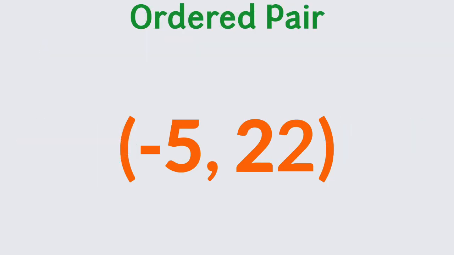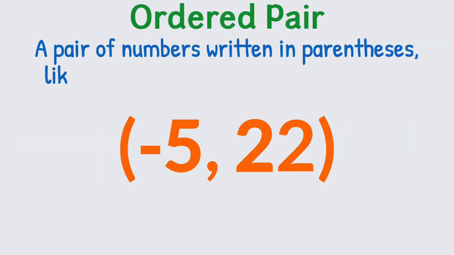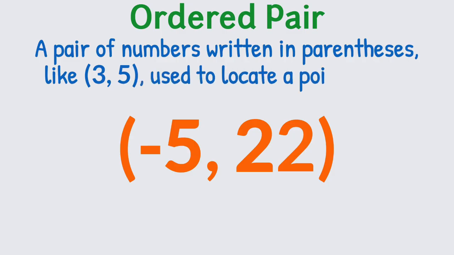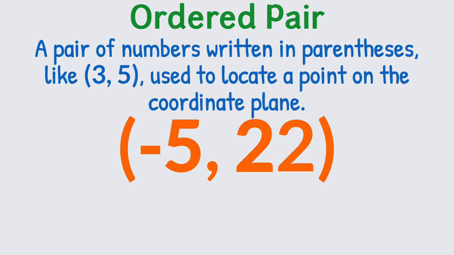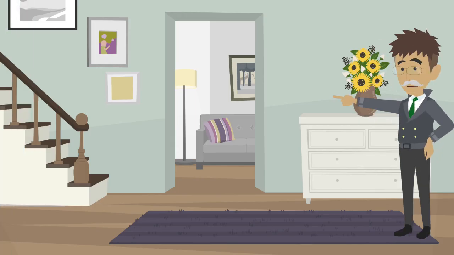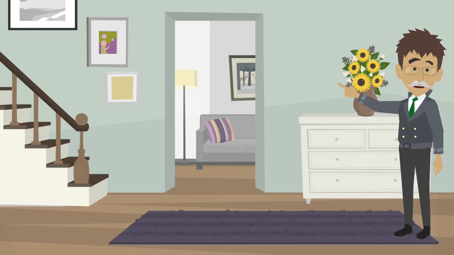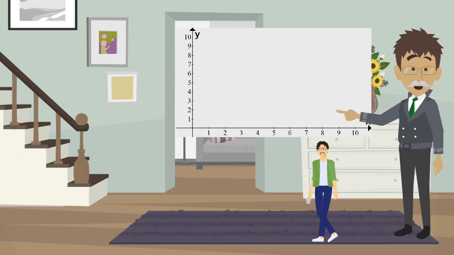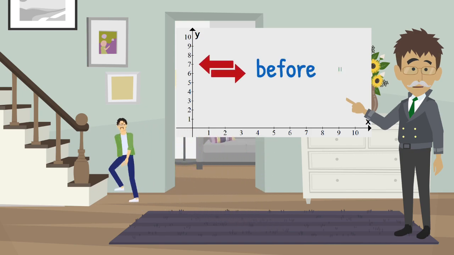Ordered pair. A pair of numbers written in parentheses, like (3, 5), used to locate a point on the coordinate plane. The first number is always the x-coordinate and the second number is always the y-coordinate. Here's a helpful reminder that will stick with you. Go across the hall before you go up the stairs. In other words, always move horizontally first, then vertically.